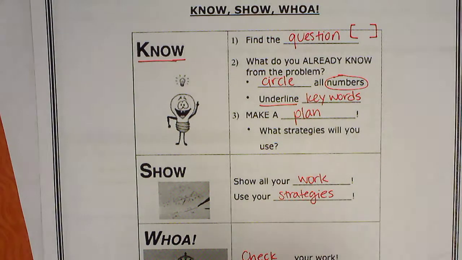Then you need to make a plan. This means what strategies will you use? Are you going to add? Are you going to subtract? Are you going to multiply? Are you going to first add them all together and then divide by 3? What are you going to do? Then you're actually going to do it.